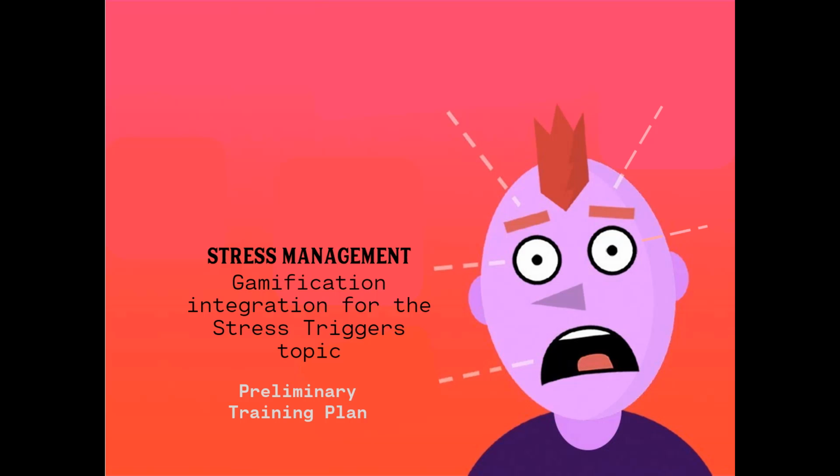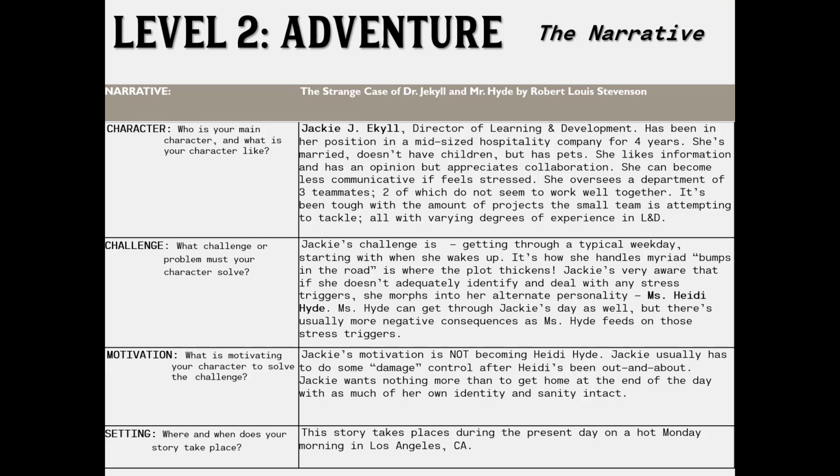One of the things that I did for the final project is I built out a more traditional storyboard for some of the obstacles within the overall narrative that I'm using and overlaying in this learning environment, which is The Curious Case of Dr. Jekyll and Mr. Hyde by Robert Louis Stevenson. It's taking place in present day. I changed the protagonist to a female. Her name is Jackie J. Eckel, and she morphs into Ms. Heidi Hyde depending on how stressed out she gets when she experiences certain obstacles.